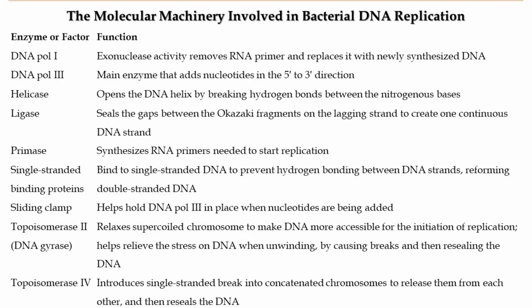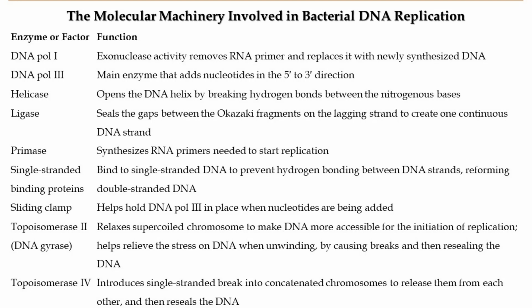Now going on to the next slide, we're going to start with bacterial replication. Before we start with that, there are certain enzymes which play an important role during the replication process. We'll go through them one by one. The first enzyme is DNA polymerase 1. It has an exonuclease activity which removes the RNA primer and replaces it with newly synthesized DNA. Exonuclease activity means it helps in removal of nucleotides.